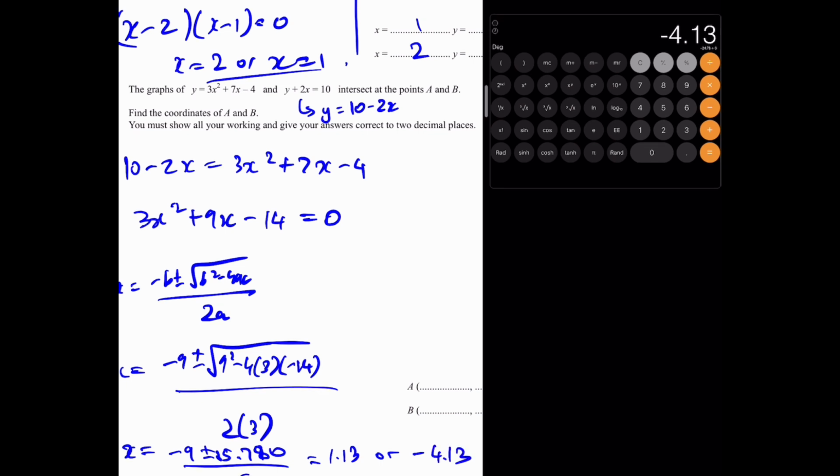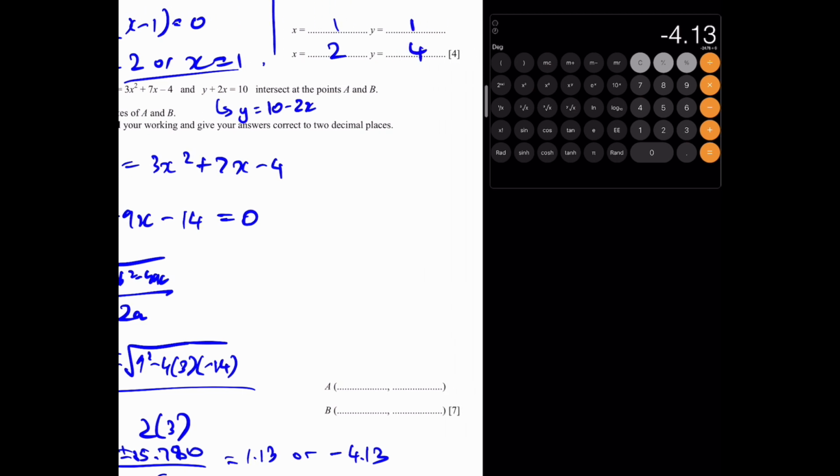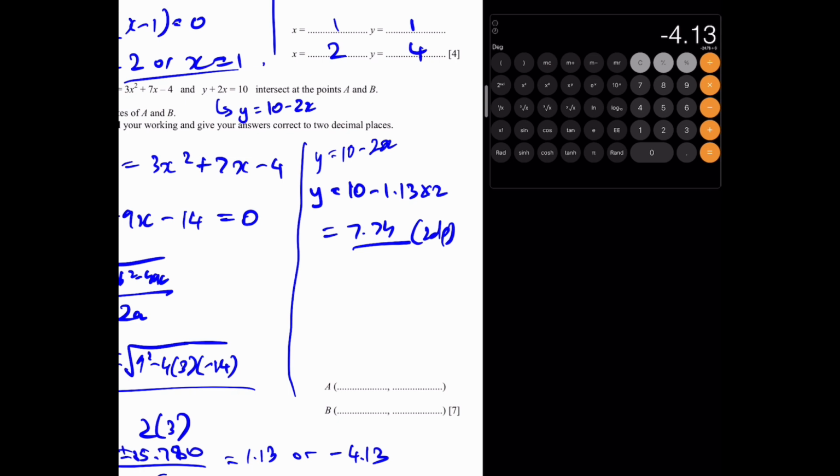Now since we have the two x values and they both are to 2 decimal places, we can find the two y values. So we know that y equals 10 minus 2x. This is what we've written over here. Now if we substitute x equals 1.13, y equals 10 minus 1.13 times 2, which is 7.74 to 2 decimal places. And now otherwise, if you use minus 4.13, that'll be 18.26 to 2 decimal places.